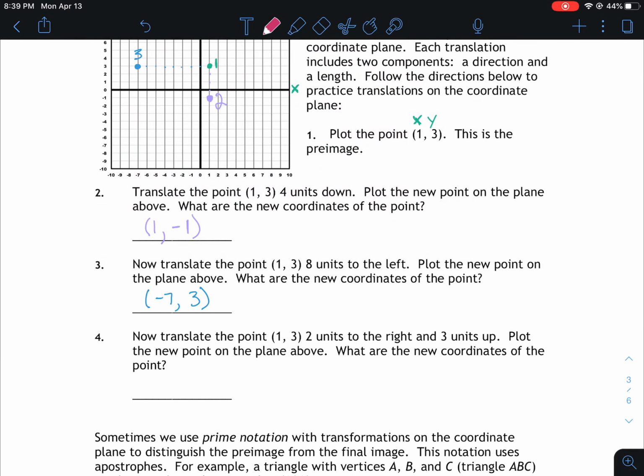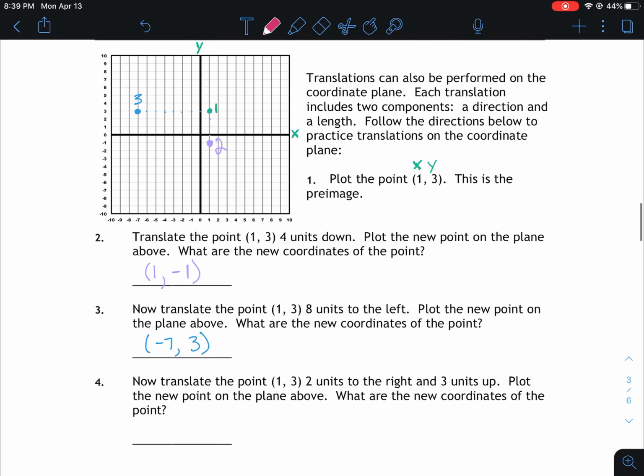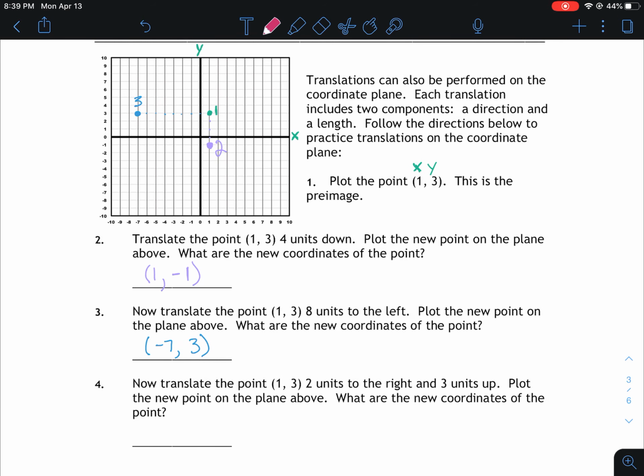Then our last one here, now translate the original (1, 3) 2 units to the right and 3 up. Plot it on the new plane and label the new coordinate. Okay, so (1, 3), I'm going to go to the right 2, 1, 2, and then I'm going to go up 3, 1, 2, 3. So here is my new image, and I'm going to put the number 4 there. So my new ordered pair, my x comes first, 3, and my y comes second, and that is at 6. There we go.